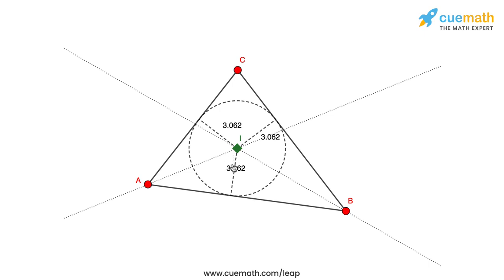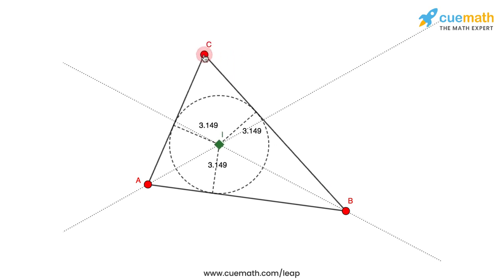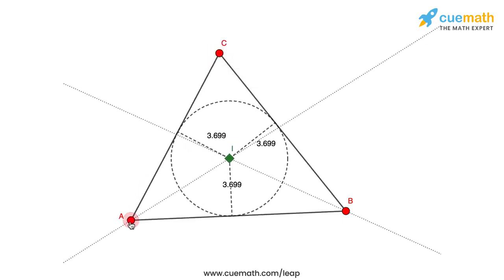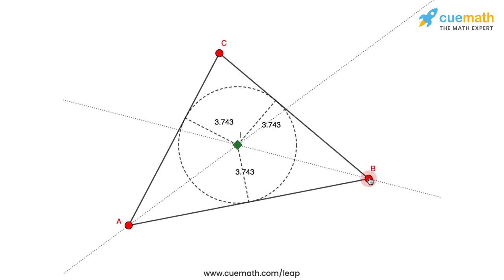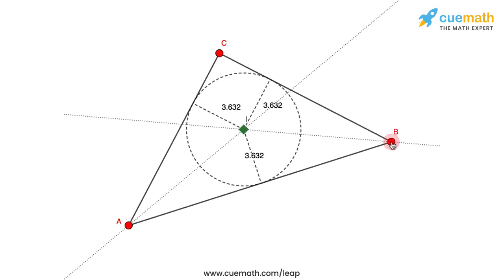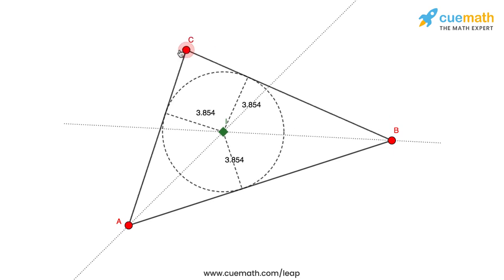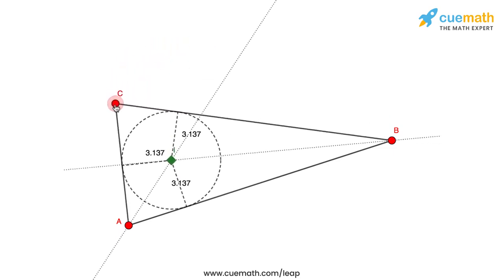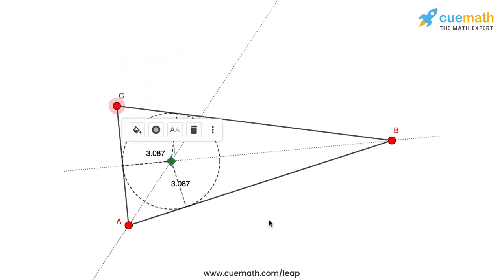And how did we find this point? Well, we just drew two of the three angle bisectors and we took their point of intersection. That point is equidistant from all the three sides. Now if I vary the triangle, if I vary the configuration, I can see that I is still always at the same distance from all the three sides. So I can always draw this circle, this incircle.